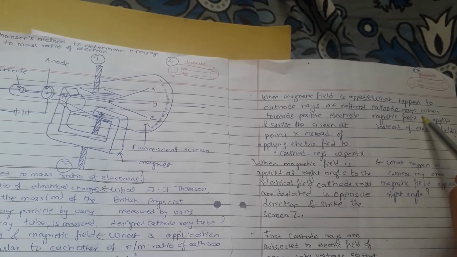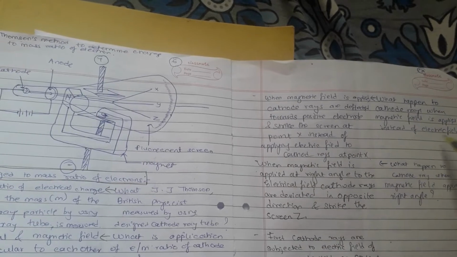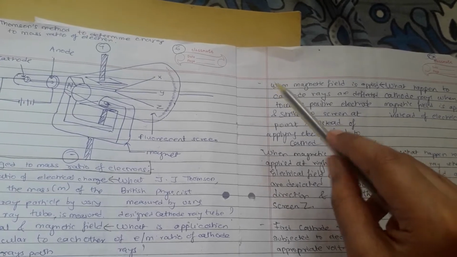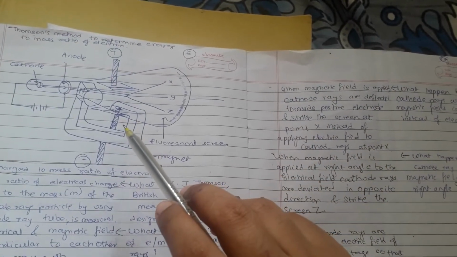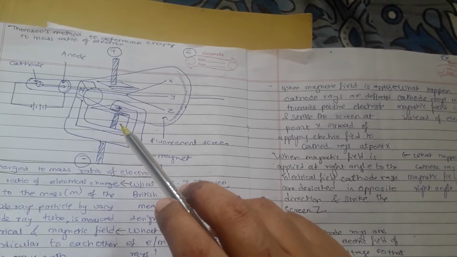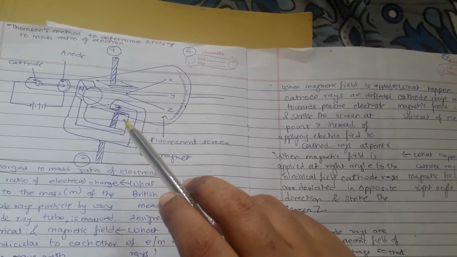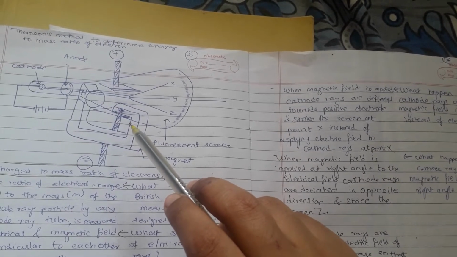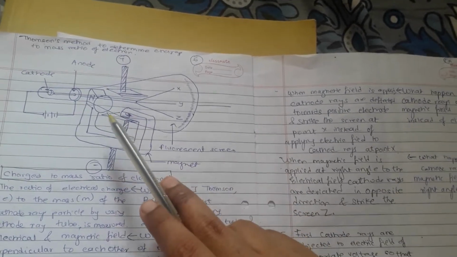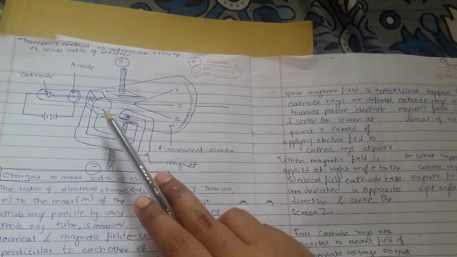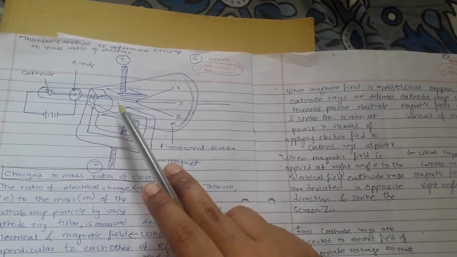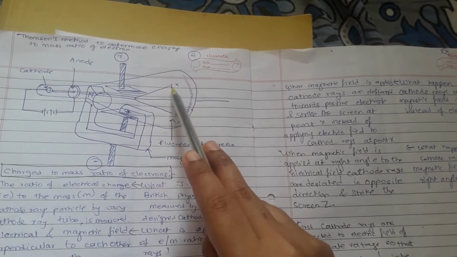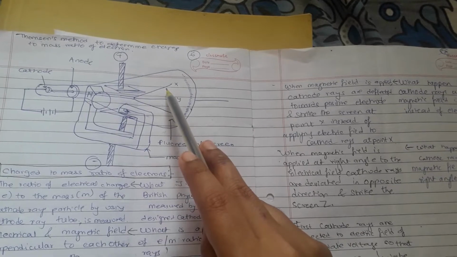Then what happened to cathode ray when magnetic field is applied instead of electrical field? When magnetic field is applied, cathode rays are deflected towards positive electrode and strike the screen at the point X instead of applying electric field. See, when magnetic field is applied, cathode ray will be deflected from a straight path and go towards positive electrode and strike at the X point.